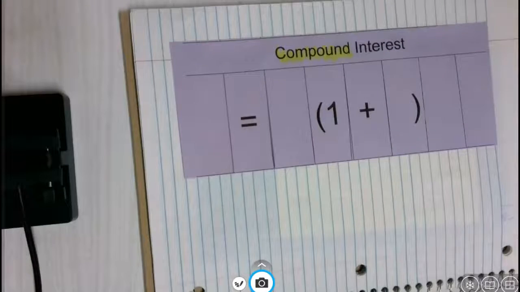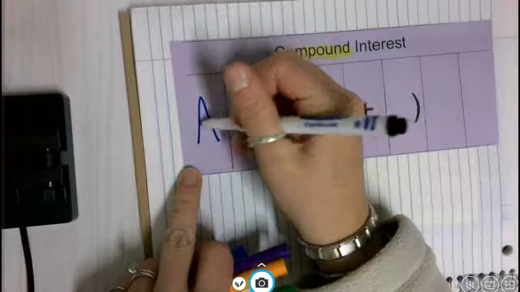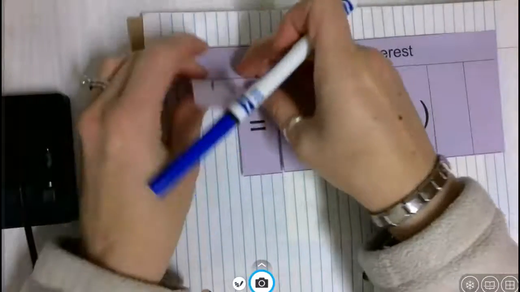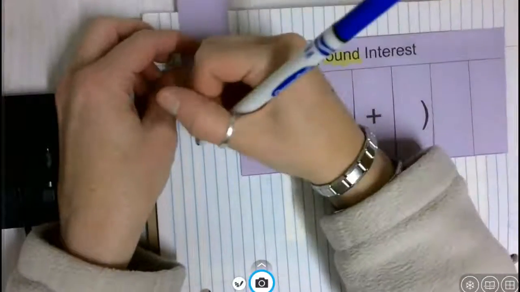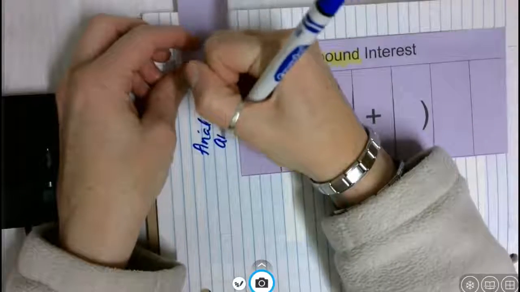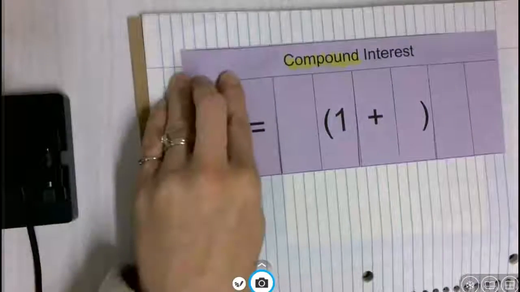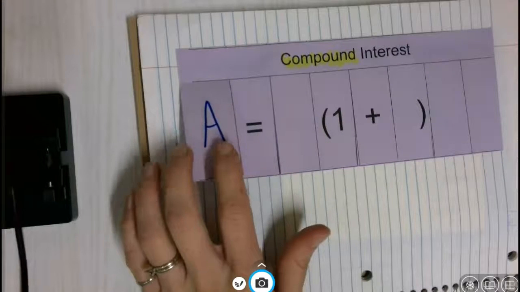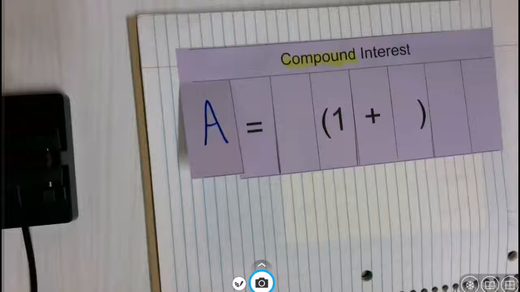So here I'm going to use different colors because the colors really actually matter here. So here I have A. That's my first value. So A is my final amount. Okay? So underneath this flap, A is my final amount. And when we're dealing with interest, we're dealing with money, right? So you put some money into an account, into a savings or any kind of account that generates this interest. So this A is going to be our final amount that we get.